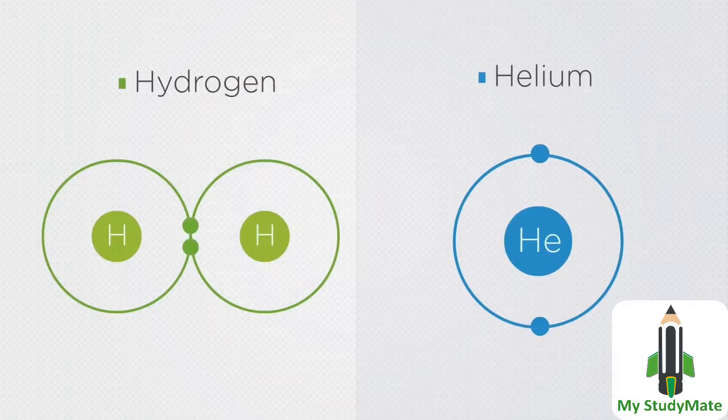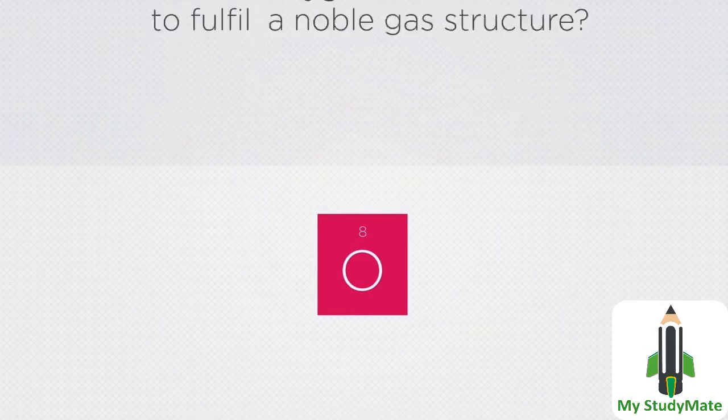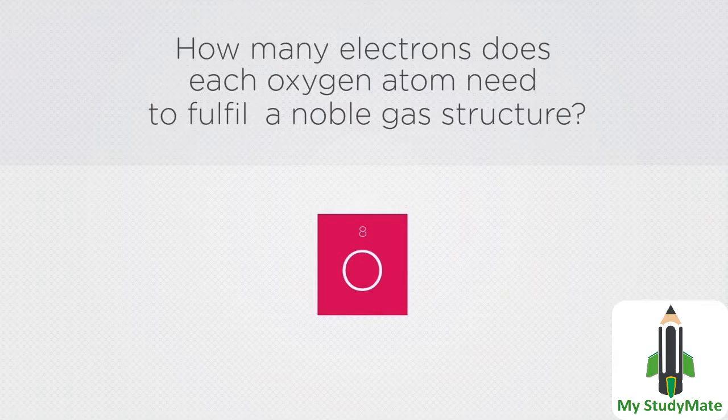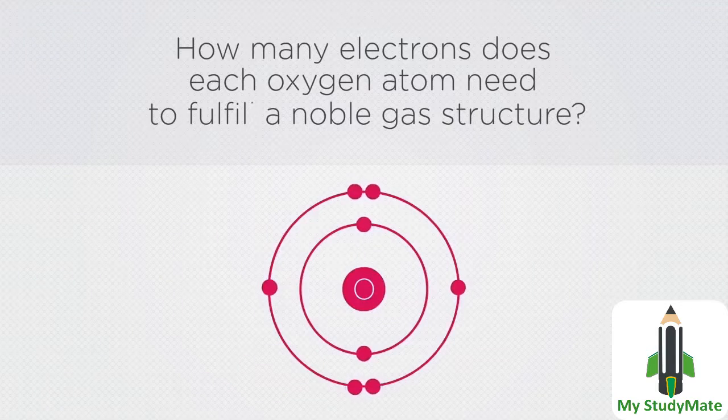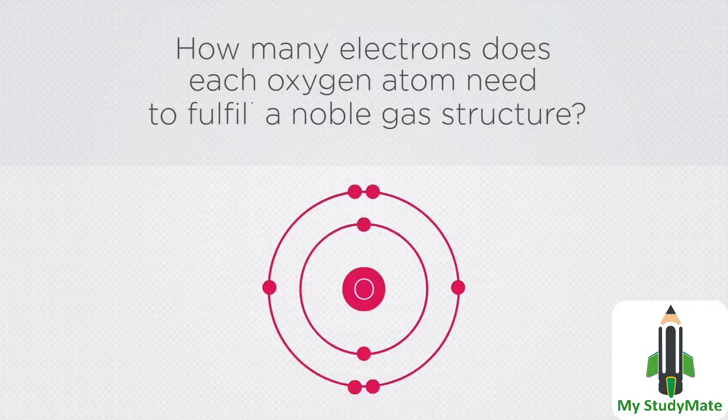In the next example, we are going to consider oxygen. It is in group 6. Therefore, how many electrons does each oxygen atom need in its outer shell to fulfill the noble gas structure? Remember, oxygen has 8 electrons in total, so we would need to fill the second shell. Pause the video and continue when you are ready. The answer is that each oxygen atom needs 2 more electrons before fulfilling a noble gas structure.